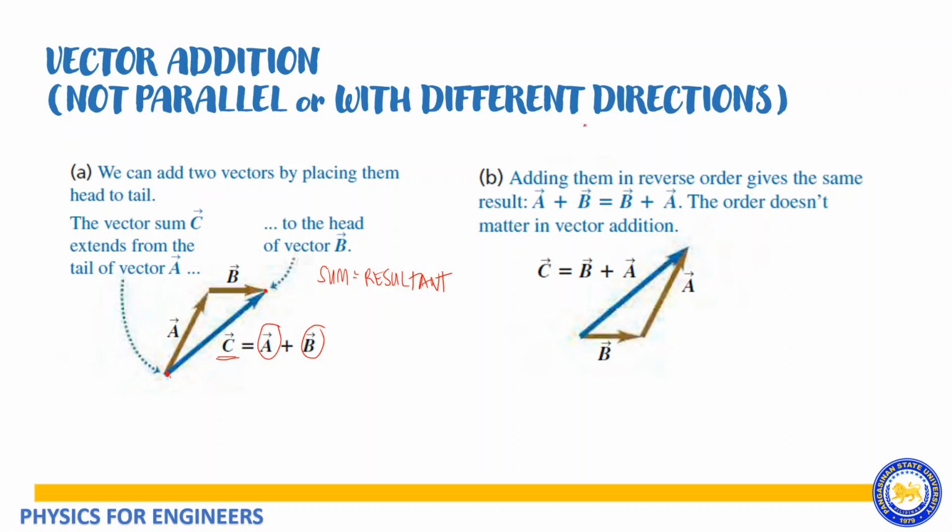So, meron tayong second method. Pwede mo siyang pagpalitin ng pwesto. So, pwede mong unahin si vector B and then si vector A, head to tail, and then from the initial position to the final position. So, parehas lang. Kung mapapansin nyo, parehas lang sila ng magnitude, parehas din sila ng direction.